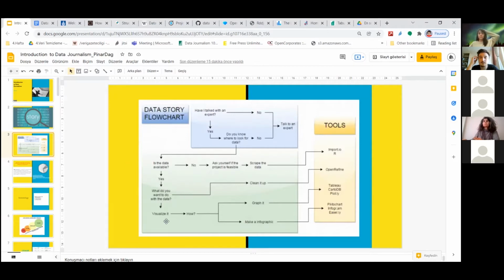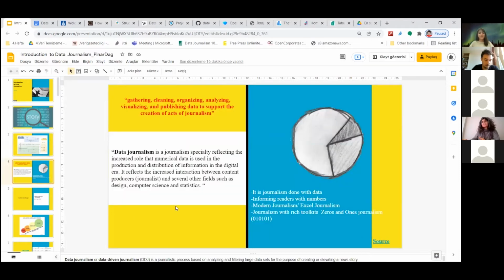And of course, sometimes in Turkey they confuse it with infographics, etc. But infographics are a kind of information design as well, while for data visualization you need to teach design, statistics, and basic stuff as well. So this is all about data journalism. Specifically, you teach gathering, cleaning, organizing, analyzing, visualizing, and publishing the data for journalistic purposes. This is how we define data journalism as well.